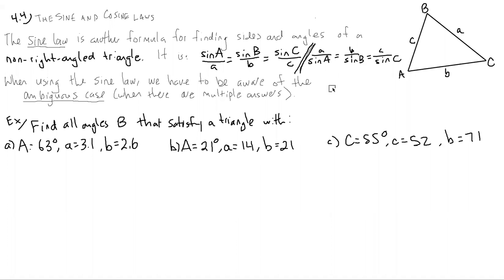So now what we're going to do is look at what's called the ambiguous case for using the sine law. If you were paying attention to the end of the previous video, I talked about how sine is not a one-to-one function on the interval 0 to 180. So again, I'll just redraw what that graph looks like for you. Between 0 and 180, this is what the graph looks like.